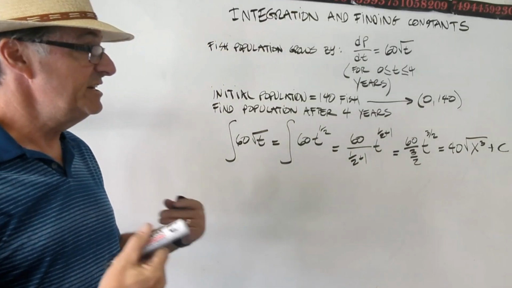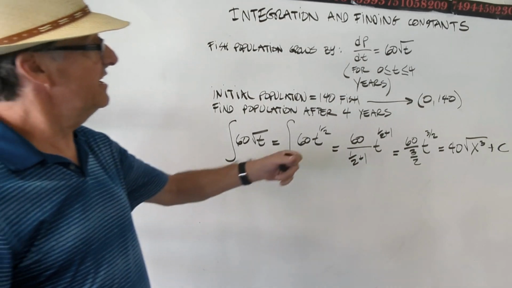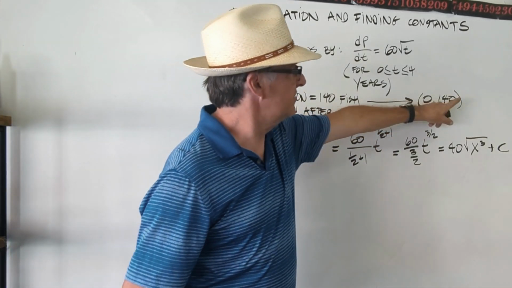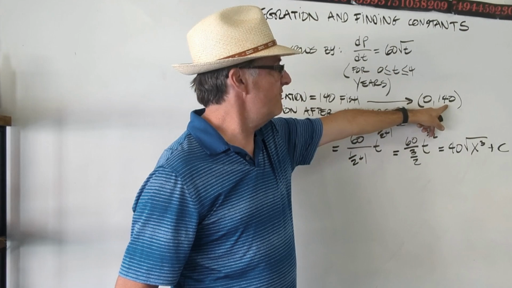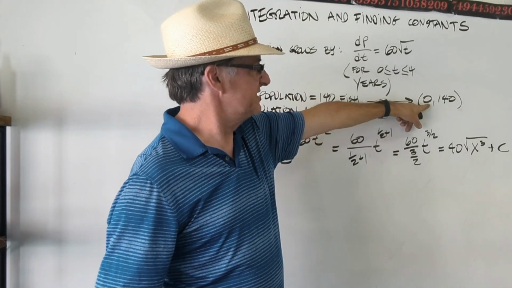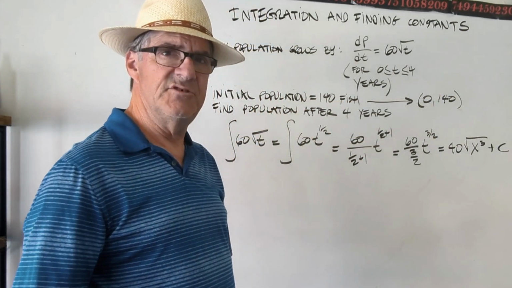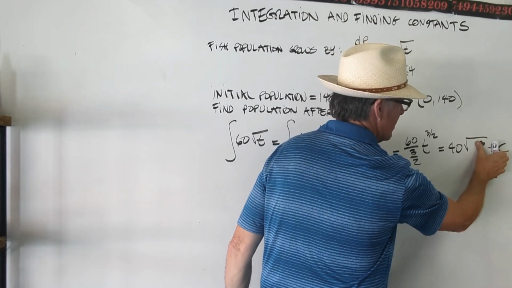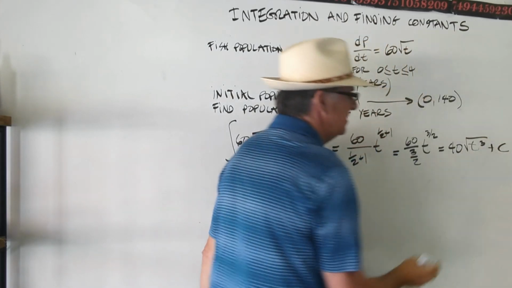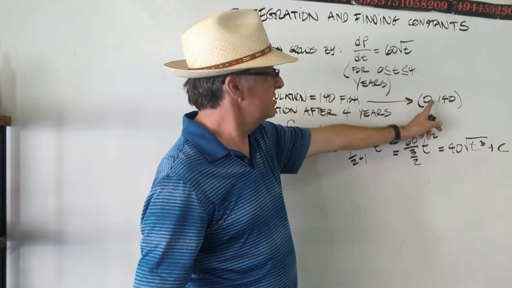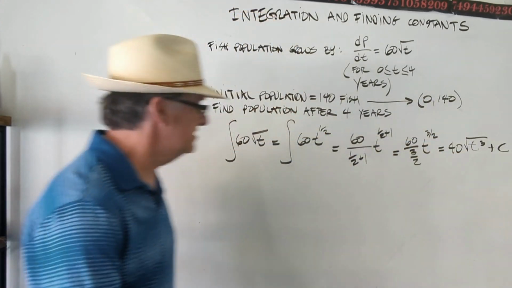So now I need to find my c. And here is where this point is going to come in. Population is 140 when x is 0. What did I do wrong here? I shifted over to x. This has got to be a t. So population is 140 when t is 0. So let's find our c.